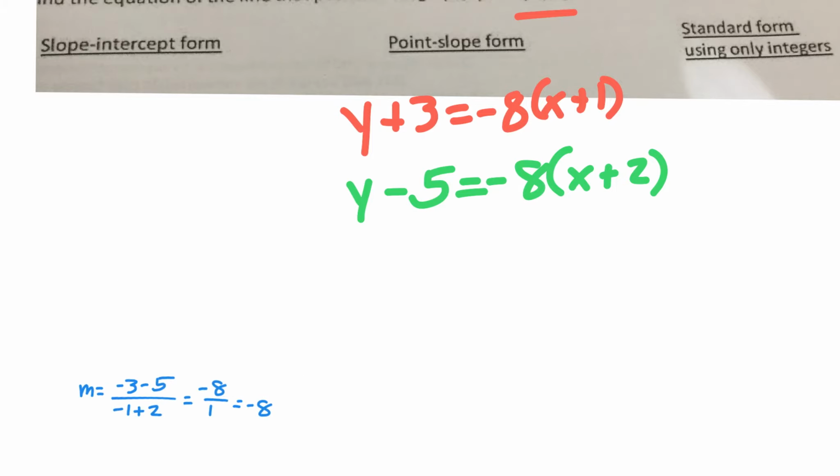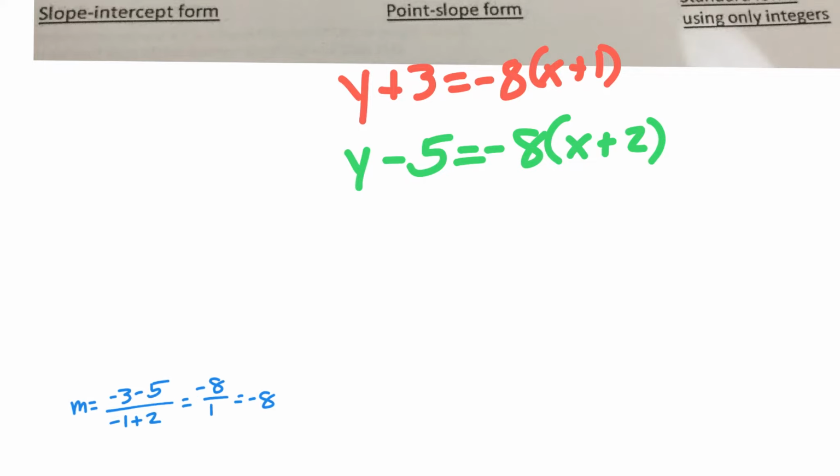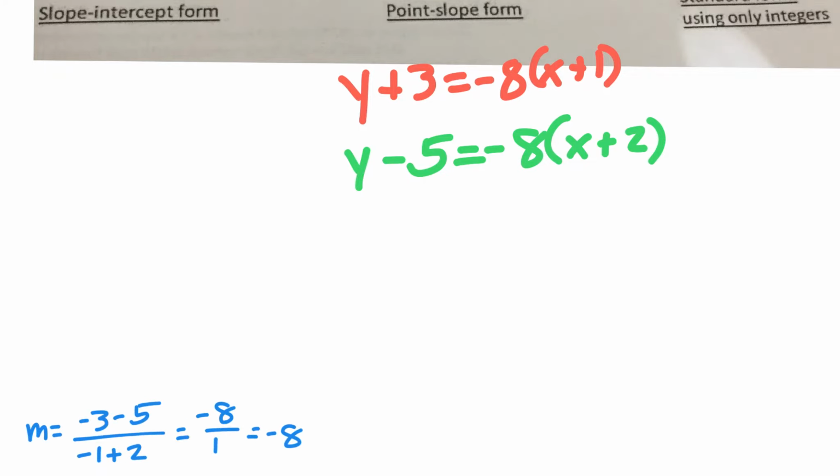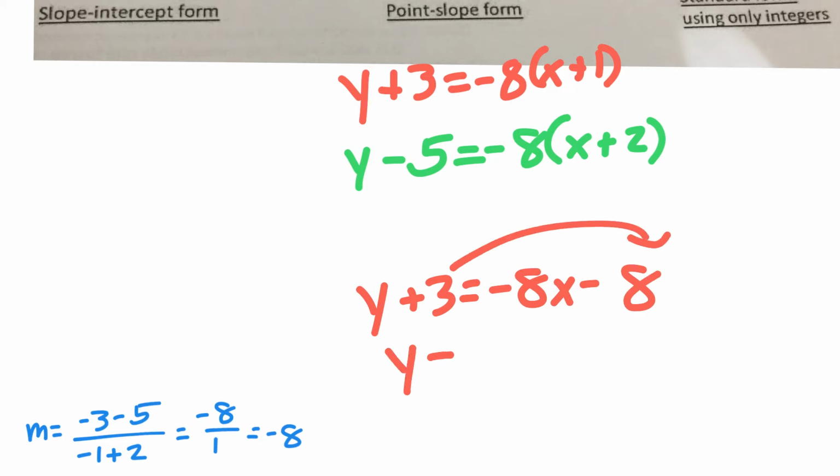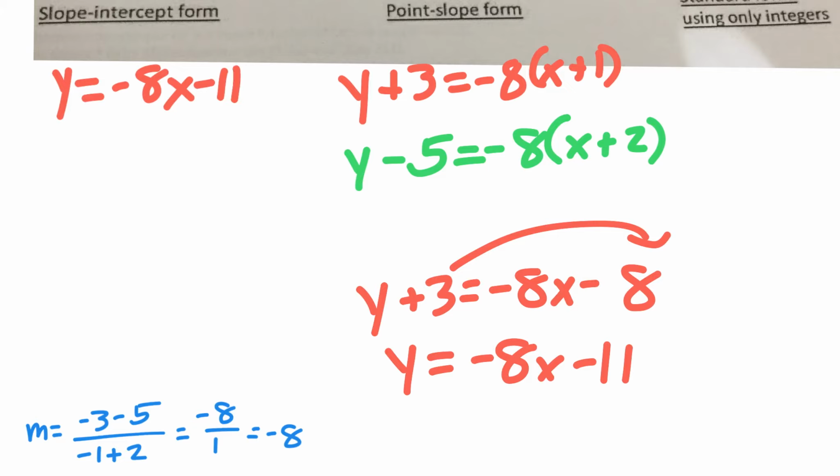Okay, now I'm going to put these in slope-intercept form. So I'm going to look at the red one. If I had to put this in slope-intercept form, I'm going to distribute and get y by itself. So that's going to be y plus 3 equals negative 8x minus 8. You move the 3 over, it becomes negative, so that leaves me with y equals negative 8x minus 11. Now I've got it in slope-intercept form.